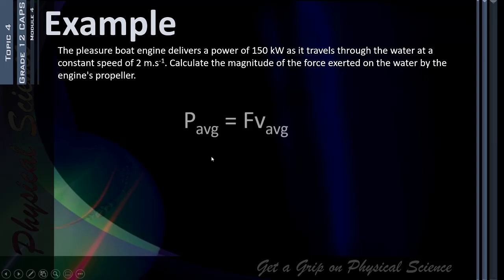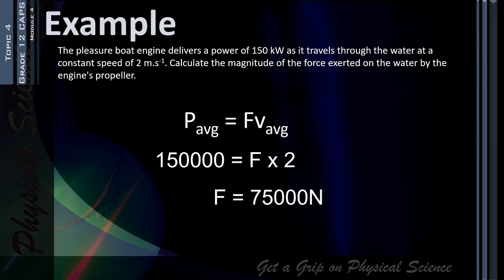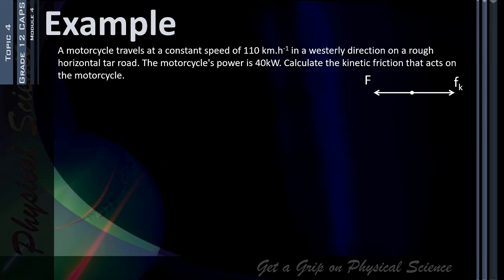So the formula, the average power is equal to the force times the average speed. We know that the average power was 150,000 watt, and that would be equal to the force multiplied by the speed of 2 meters per second. So the force here is 75,000 Newton. No direction because they asked us only for the magnitude of the force.